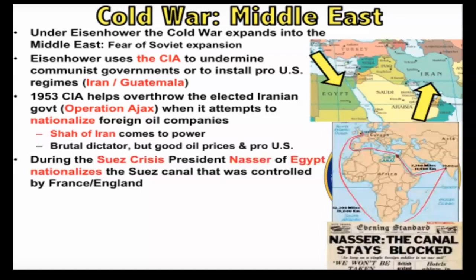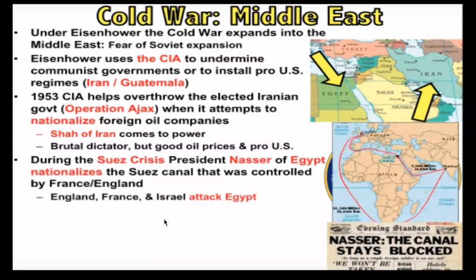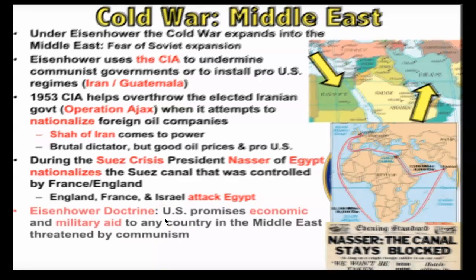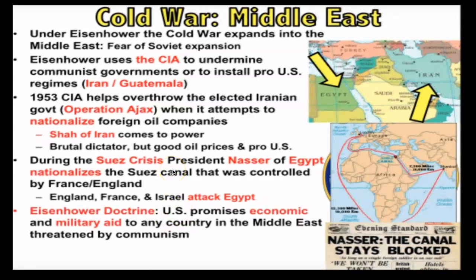Also in the Middle East emerged the Suez Canal crisis when President Nasser of Egypt tried to nationalize and take over the Suez Canal, which at the time was controlled by France and England. And as a response, England, France, and Israel attack Egypt, and the United States and Eisenhower has to get involved to basically mediate this crisis for fear of World War III, because the Soviets also threatened to get involved.